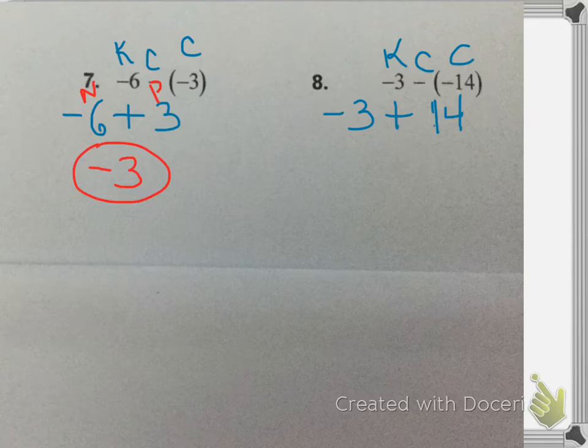Okay, so we have now -3 plus 14. We have a -3 and a +14. So do I have same signs or different? Well, I have a negative and a positive, so I have different signs. Different signs subtract. 14 minus 3 is 11. And which number is bigger, 3 or 14? 14 is bigger, 14 is positive, so my answer is a +11.